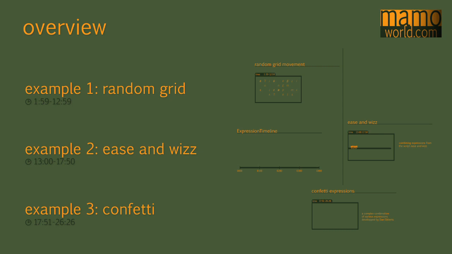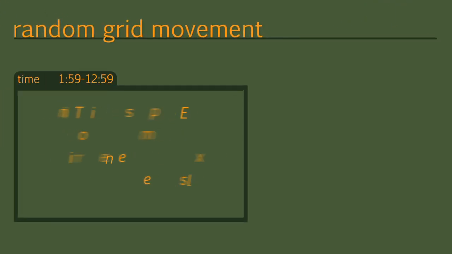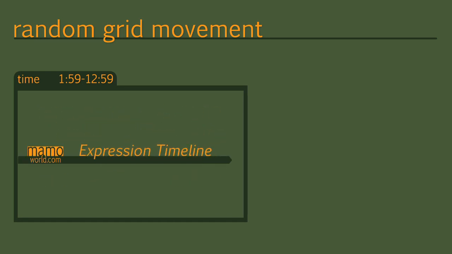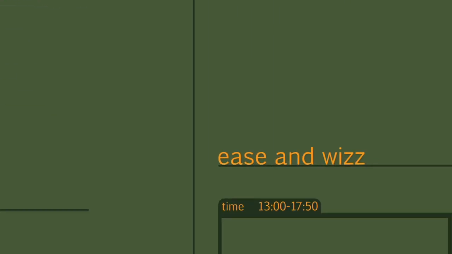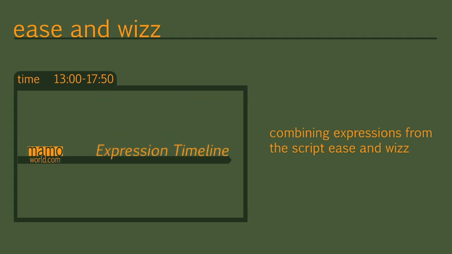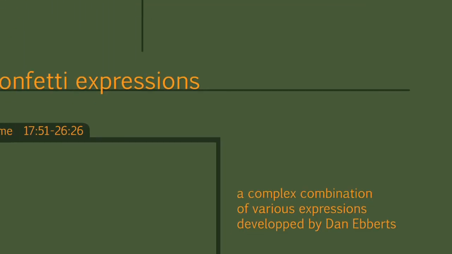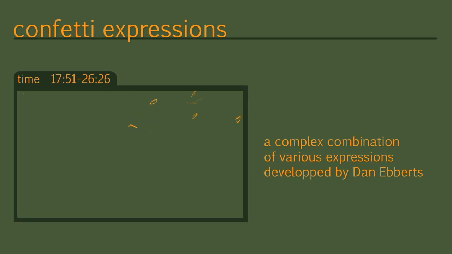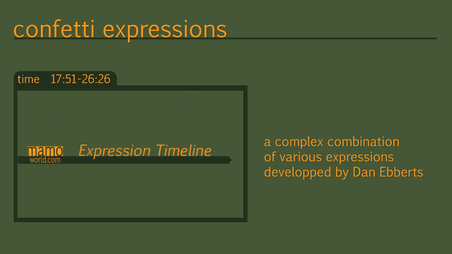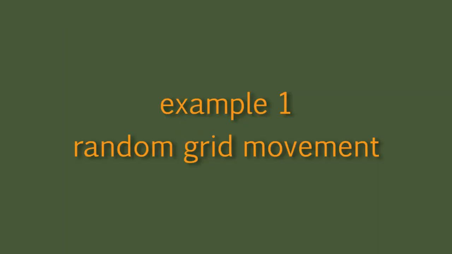But now let's take a quick look at the 3 examples. In the first example, we are going to use a move on a grid expression from Dan Abbott's and combine it with another one that makes a trailing movement. In the second example, we look at the Ease and Wizz script and combine various of its expressions to get a cool kind of keyframe animation. Finally, in the third example, we get a confetti-like movement by a combination of various expressions. But now let's start with the first part and the random grid movement.